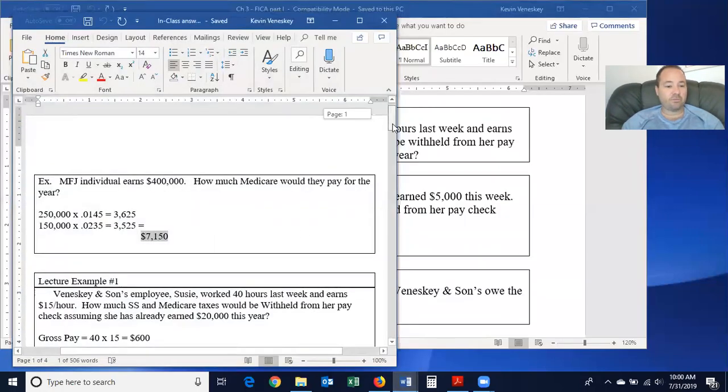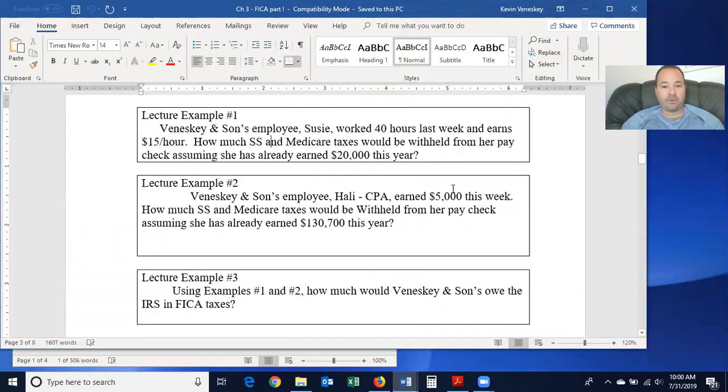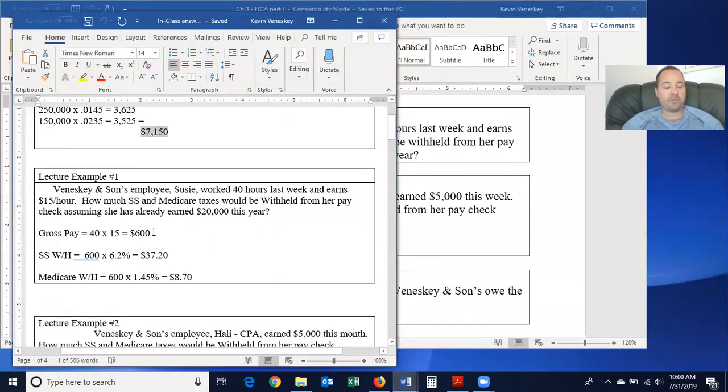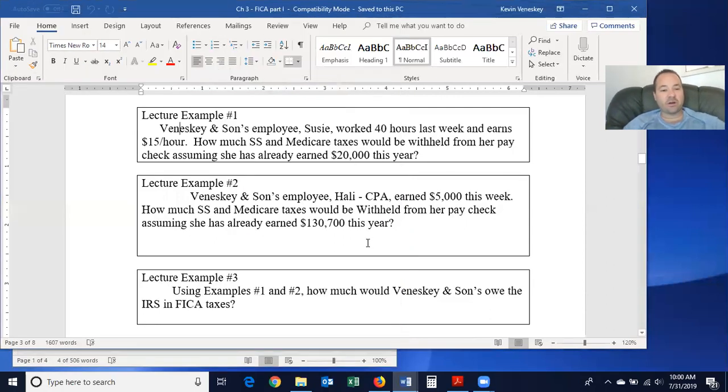All right, so the answer on this one is very straightforward. The only thing that you really needed to work out was, well, how much pay are they getting? 40 times 15, so that's $600. They're definitely not over the cap, so $600 simply at the 6.2%, and Medicare, $600 at the 1.45%. So the two amounts that this individual would have taken out of their check: $37.20 for Social Security and $8.70 for Medicare.